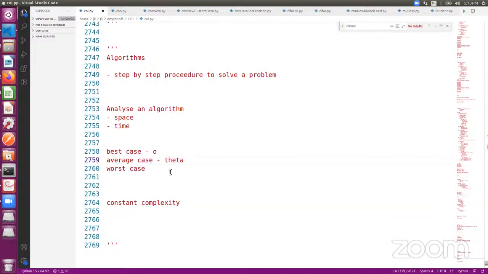So you know the theta symbol, right? Okay, theta. And then the worst case is denoted by capital O. That is big O. So small o and then big O.